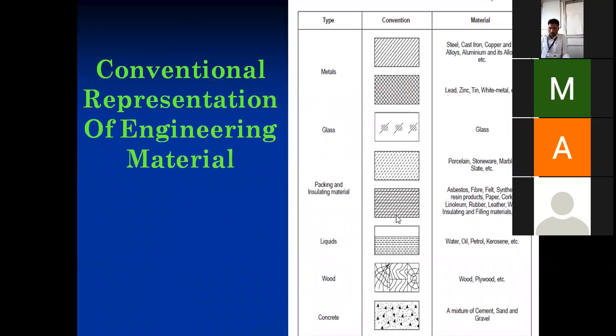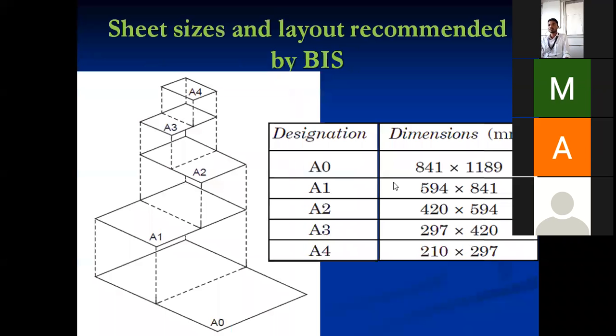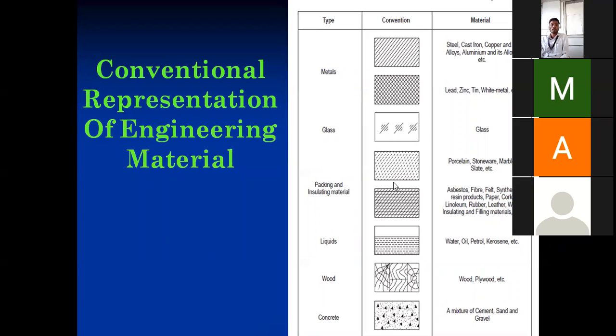What you are observing now next? So let us see this, conventional representation of engineering materials. Are you able to see the conventional representation of engineering material? Are you observing the screen? Yes, sir. So here only a list is there. Actually, there is nothing. So, conventional representation of materials.